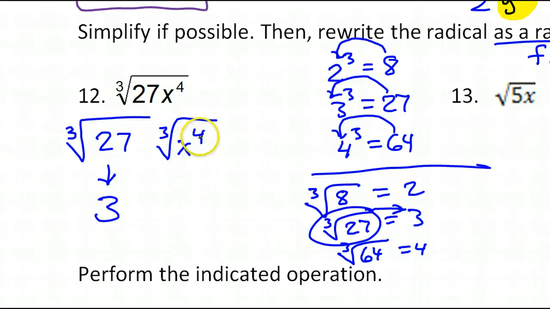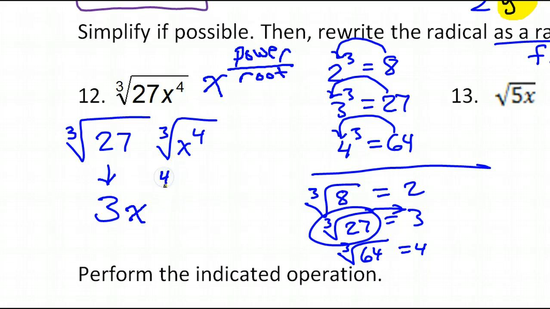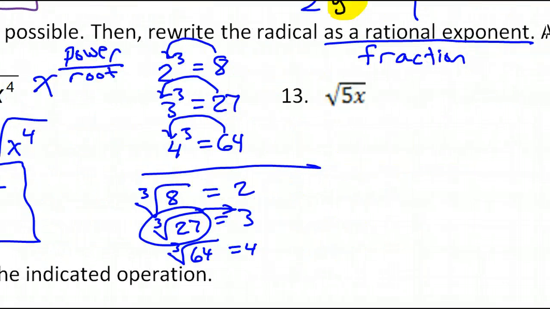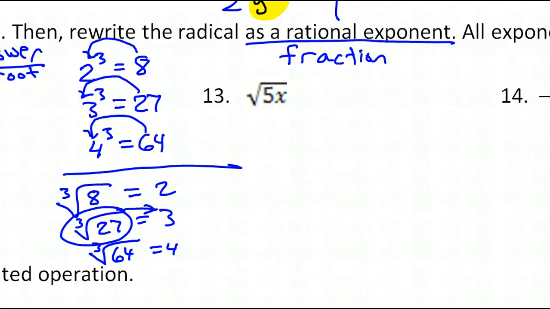And remember, when we do exponent form, we do power over root. 4 is the power, 3 is the root. So I'm going to have x to the 4/3 power. Power over root, 4 over 3. And that's it, ladies and gentlemen, for number 12. We simplified and we wrote it in rational exponent form.